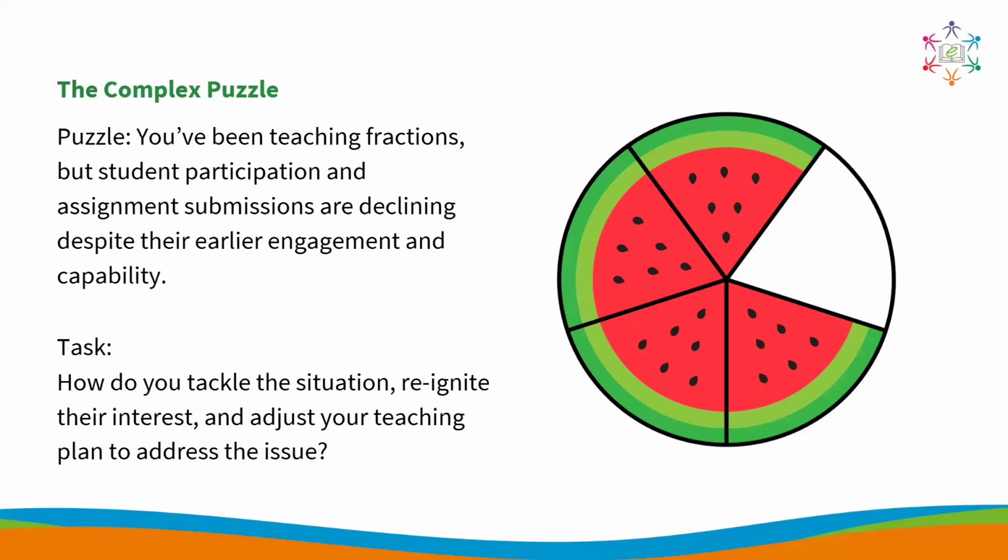Now, here's a more advanced challenge. You have been teaching fractions, and initially your students were engaged and participated actively. But now you have noticed a decline in both participation and assignment submissions. Despite knowing they are capable, something seems to have changed. Again, reflect here for a moment. What could be causing this shift, and how would you address it to re-engage your students?